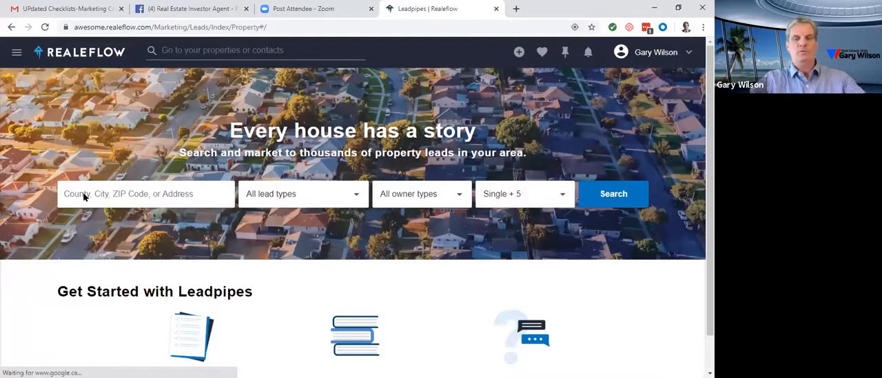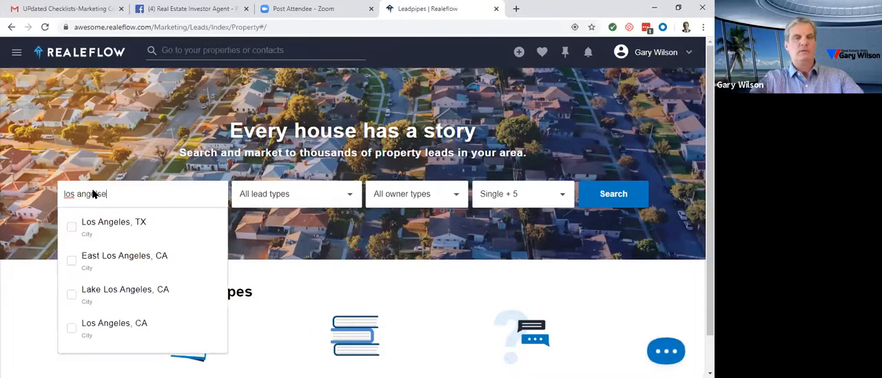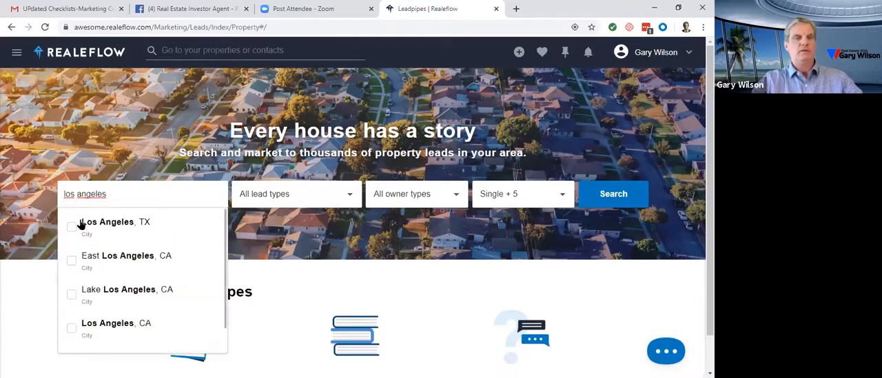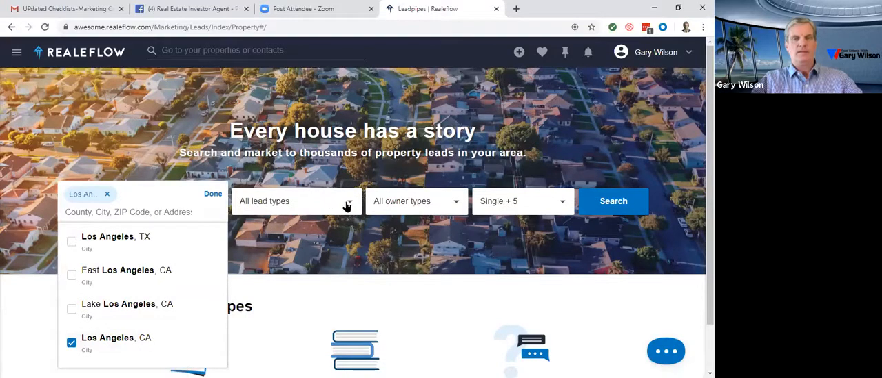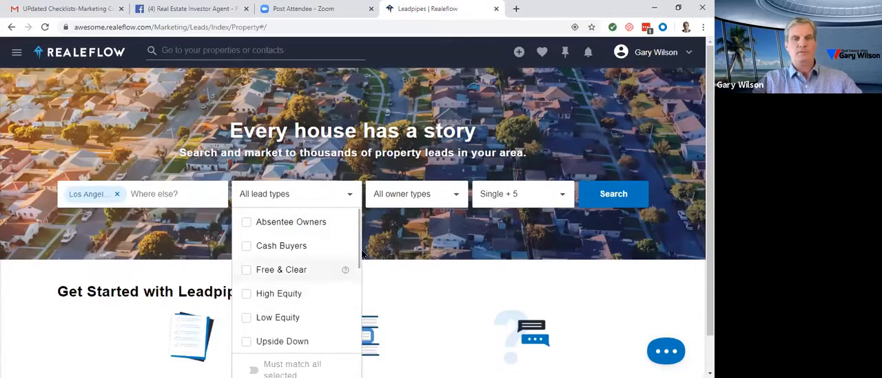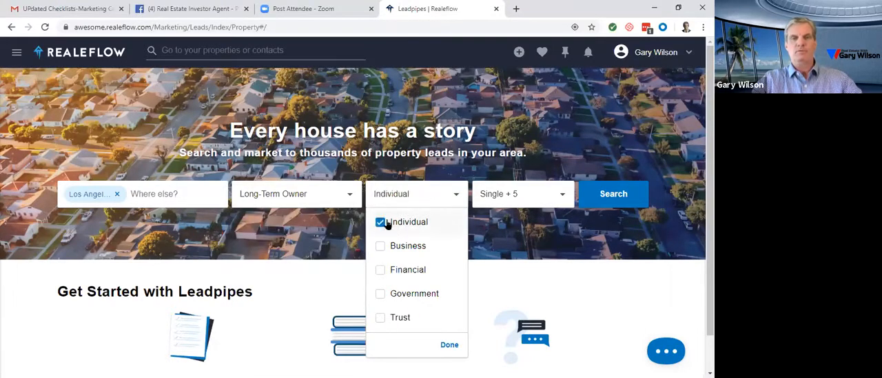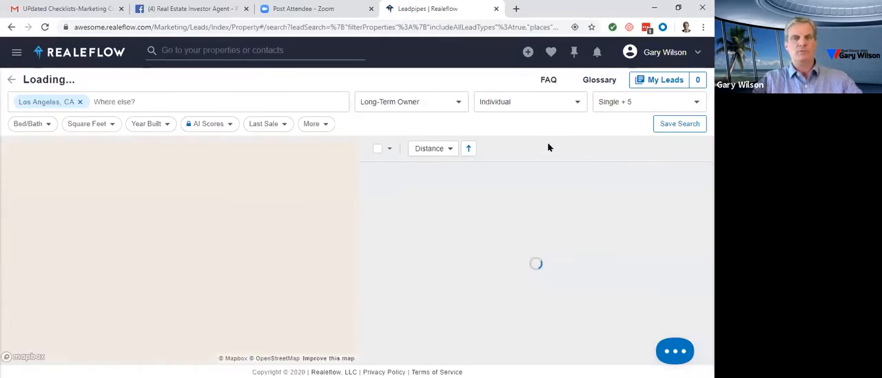Okay, where we'll do Los Angeles, California. And we want long-term owners. You know what we could have done, Melanie? We could have done 100% equity owners too. Individual, and let's do search. Okay, now we should get some results.